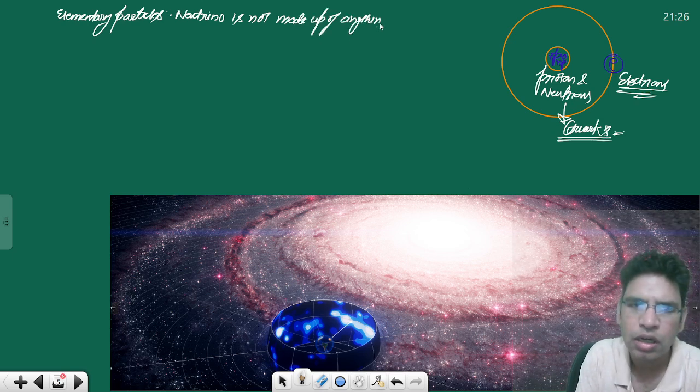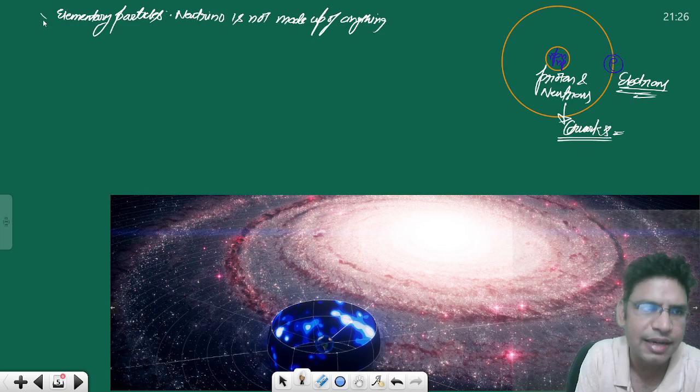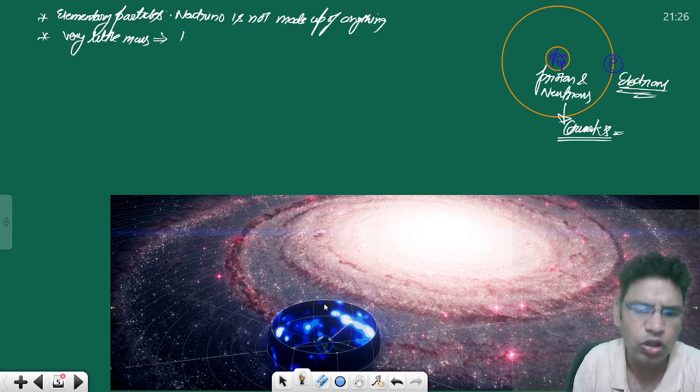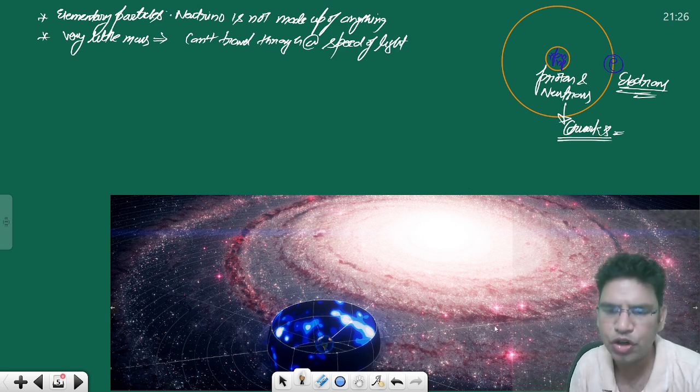It cannot travel at the speed of light because it has mass, right? It has very little mass, even at the nuclear level. So it cannot travel at the speed of light. This is one limitation on neutrinos, right?